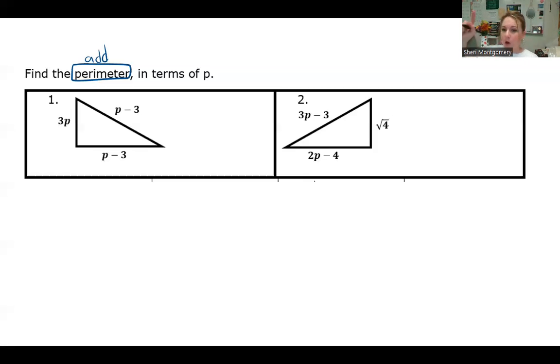You add things up all the way around. Most of the time, like I said, it's not going to be a triangle, but we're going to get practice since the worksheet is about triangles. So when you go through, you have to add like terms. The things with a P can add together, and the numbers can add together. So because it's 3P plus P plus P, and then minus 3 and minus 3, we have to combine like terms.